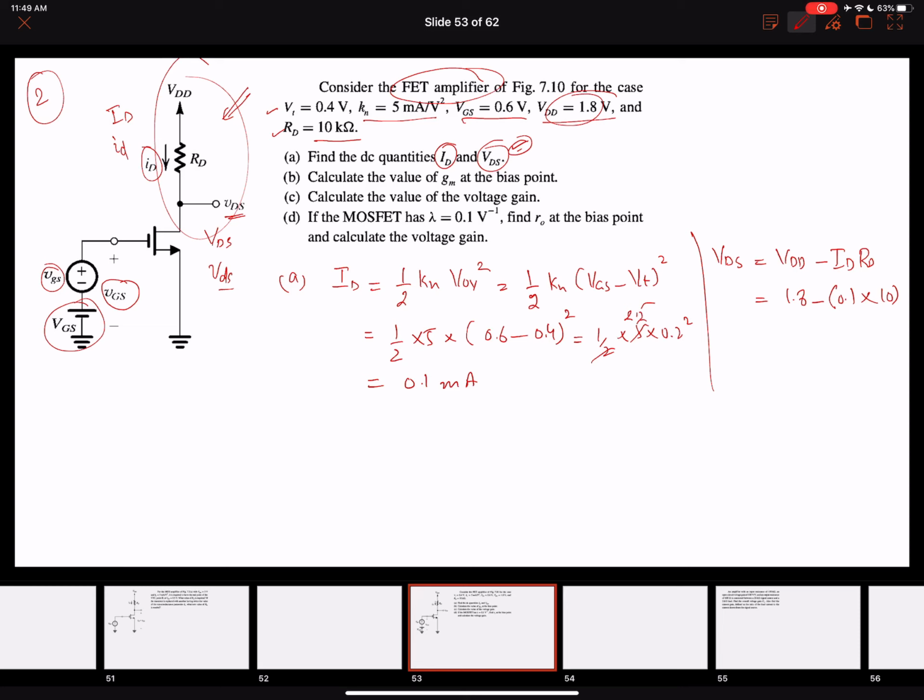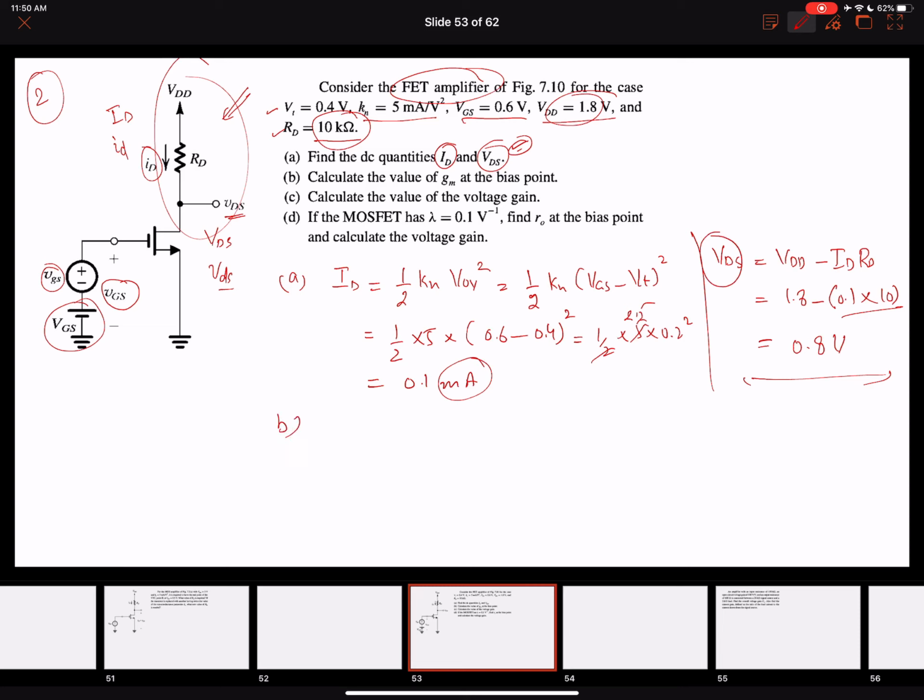Always make sure that all the units make sense. Our drain current is in milliamperes and our resistance is in kilo ohms, so the milli and kilo are going to cancel out. So make sure that you take all of these things into consideration. After solving this, the voltage is going to come out to be 0.8 volts. So we ended up solving the first part of this question, in which we found the DC values of the drain current and the drain to source voltage.